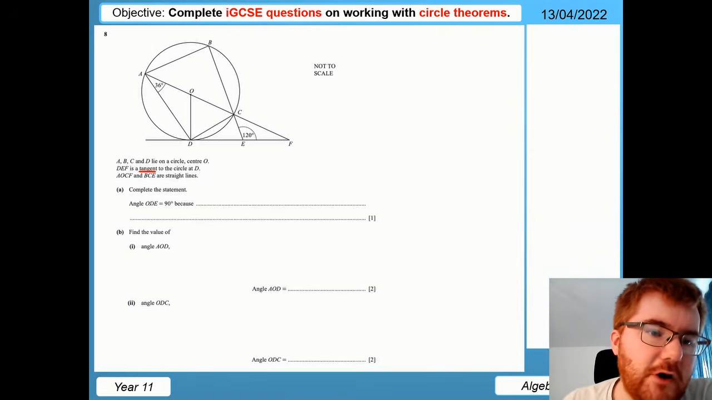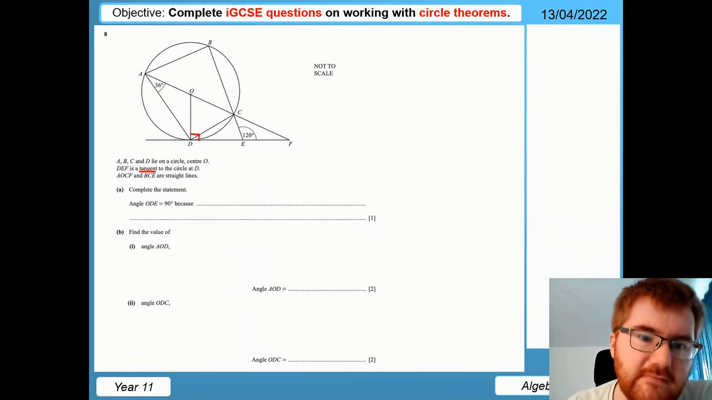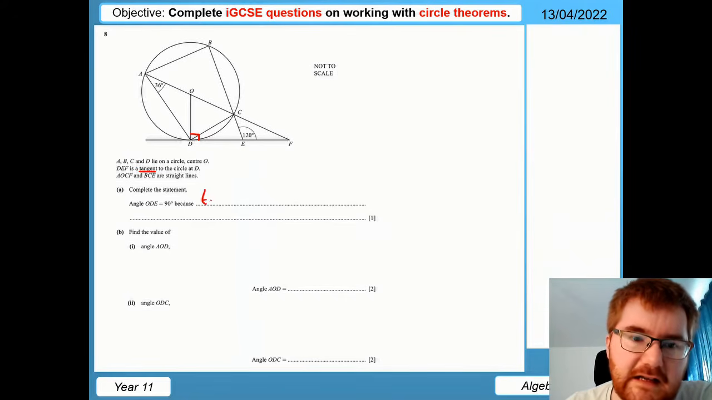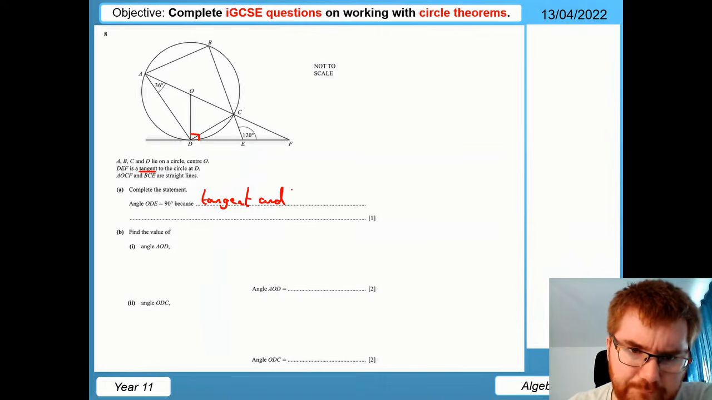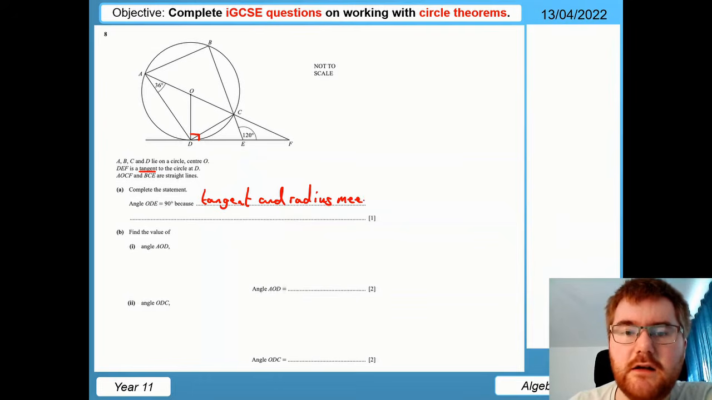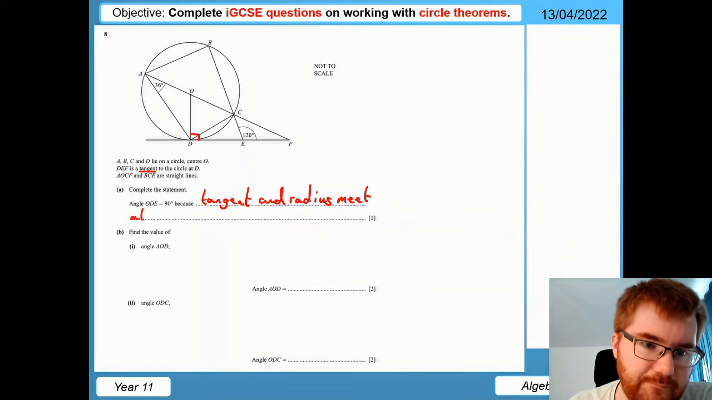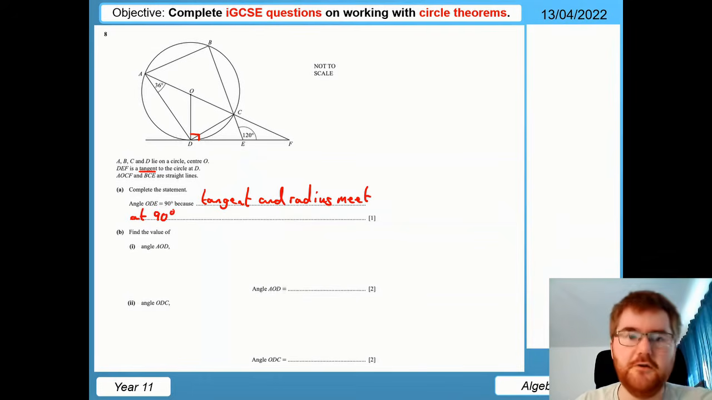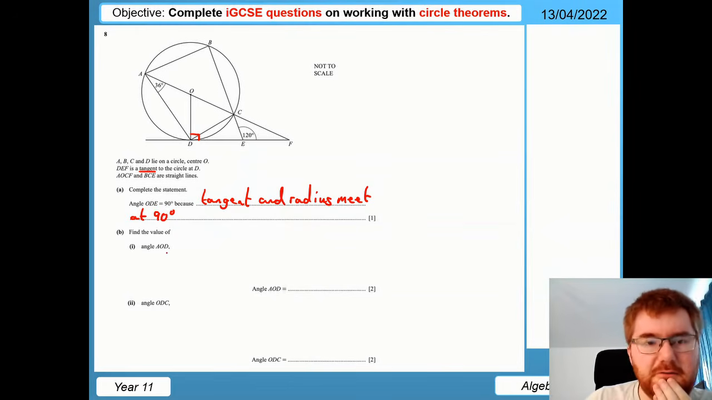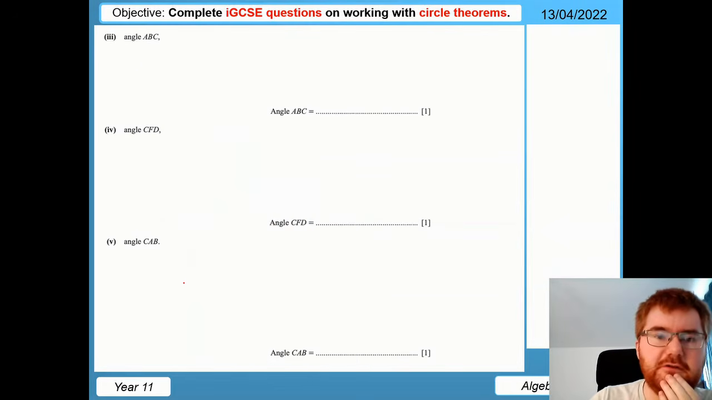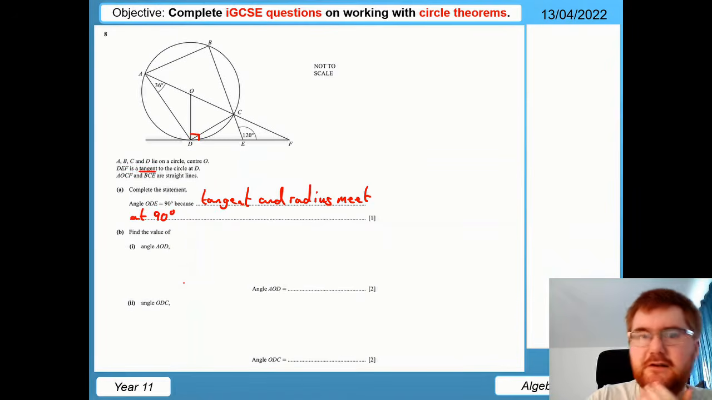Complete the statement. Angle ODE is equal to 90. So this is a right angle here. And the same reason as before. So a tangent and a radius, or diameter of course, meet at 90 degrees. Okie doke, perfect. And now we need to work out the angle AOD, ODC. I assume there's more angles to work out. Lots of angles to work out.